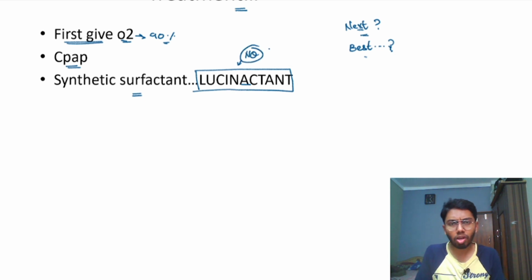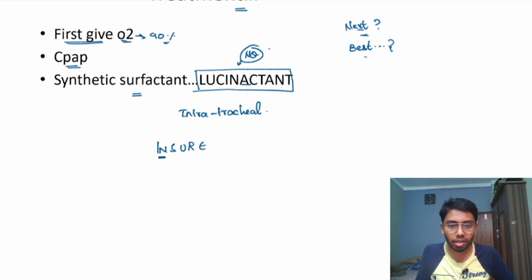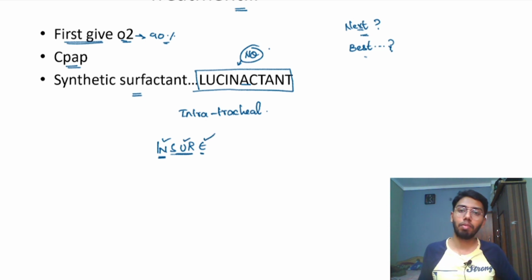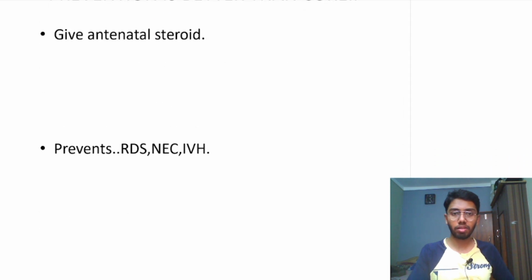This is a very important question, artificial surfactant. You know how we will be giving artificial surfactant? The route is intratracheal. Okay. And we have a specifically named step for it. We call it INSURE. What is INSURE? We will have to intubate, give surfactant and extubate. Intubate, surfactant and then extubate the baby. So the route of artificial surfactant is intratracheal. This is also one of the NEET questions, very important. Fine. So this is how we manage respiratory distress syndrome.